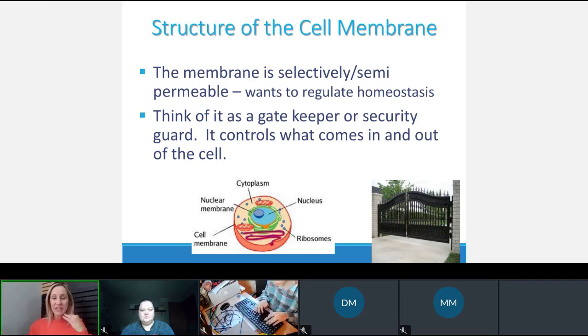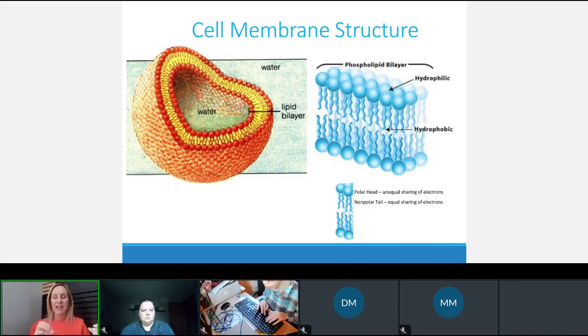And our cells are just the same way. They have doors, they have walls of protection and entry points within that wall to allow things in and out for different purposes. All right? So let's keep moving and take a peek at what that kind of looks like.